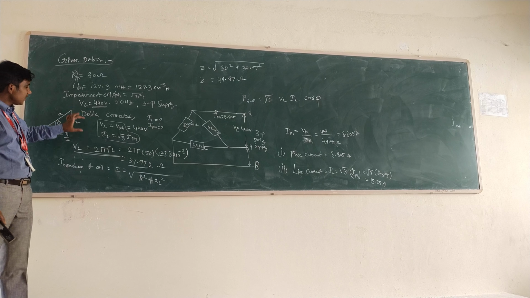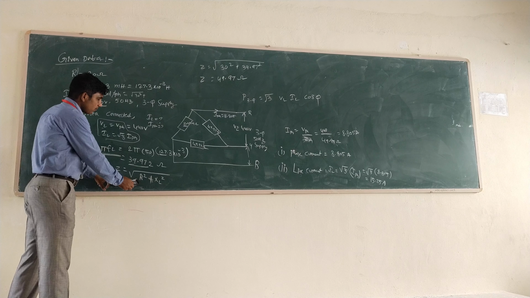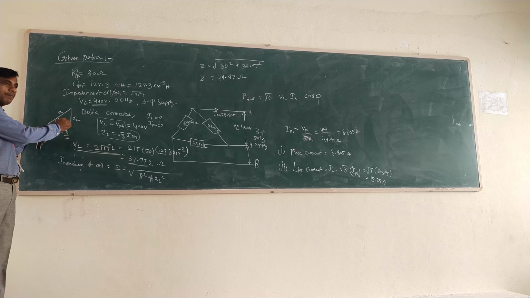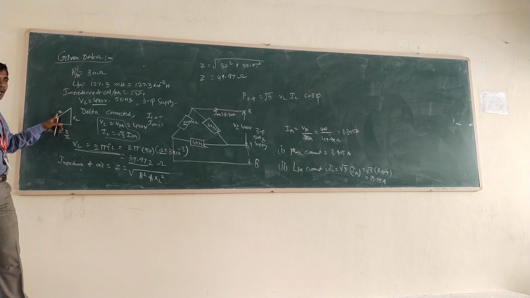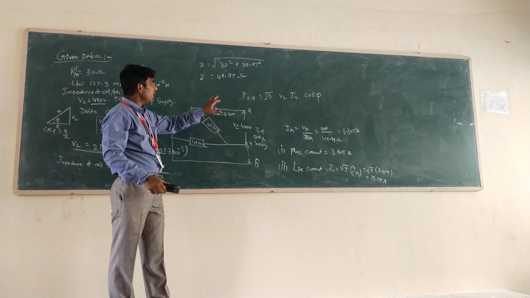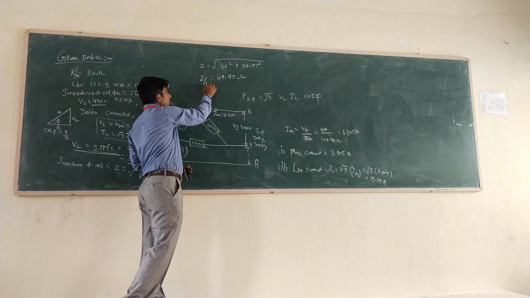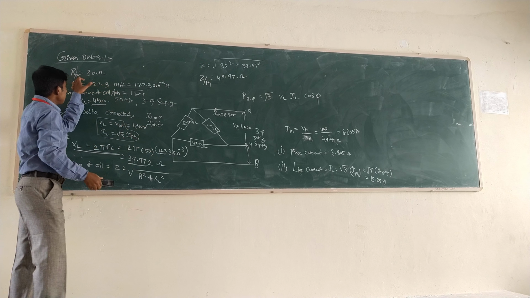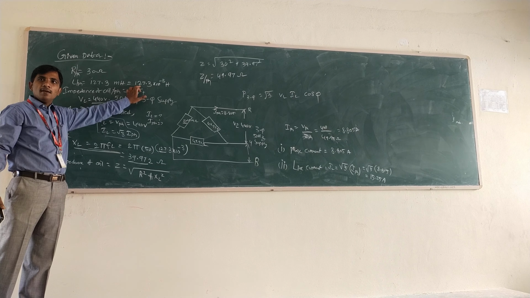From that, XL we calculated, R is already given. From that we can find impedance. Z equal to square root of R square plus XL square. From the impedance triangle, R square plus XL square gives the hypotenuse, that is Z. If you substitute, Z equal to square root of 30 square plus 39.97 square, you get the impedance per phase, because they gave the resistance per phase and the inductance per phase. We calculated Z phase equal to 49.97 ohm.